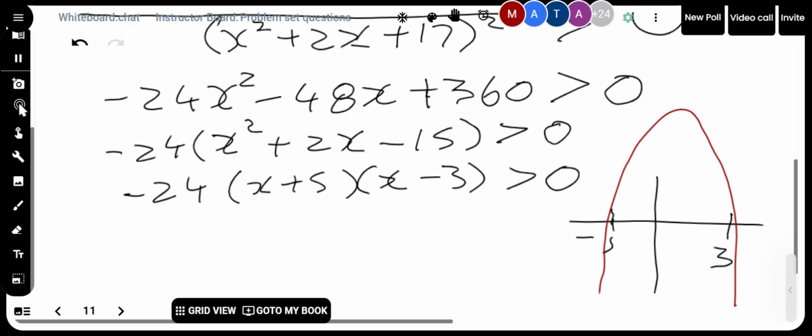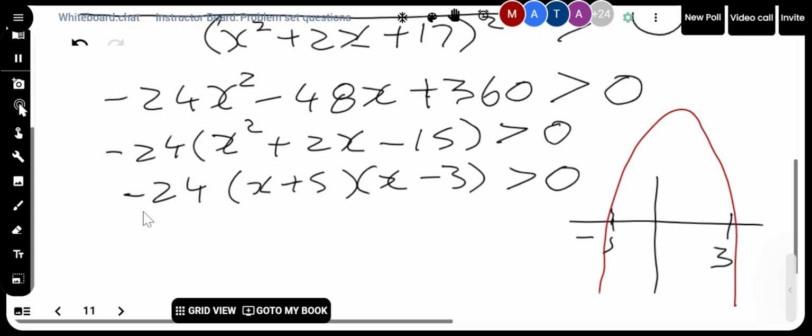Where is this graph positive? Anybody? Where is it positive? From where to where is it positive? Between minus 5 and 3. Thank you very much. Thank you, Kushi, who's been very active today. Excellent. So between minus 5 and 3 is where the graph is positive.